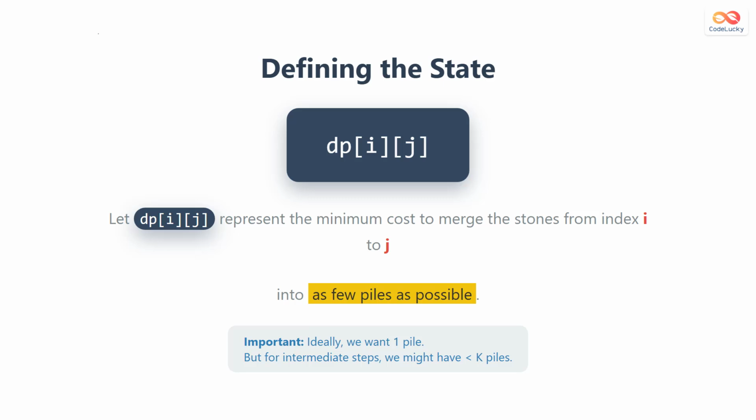We define a 2D array, dp[i][j]. This represents the minimum cost to merge the stones from index i to index j into the smallest possible number of piles. Ultimately, for the full array, we want to merge it into exactly 1 pile.